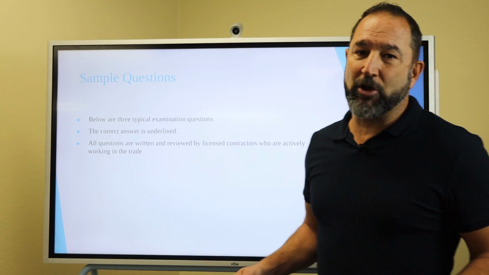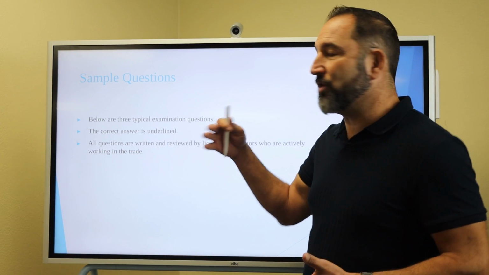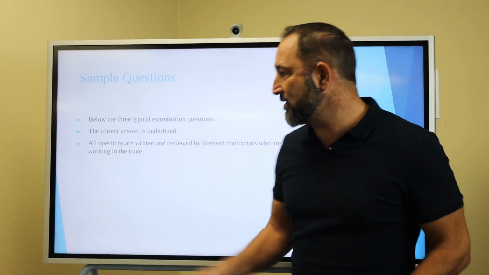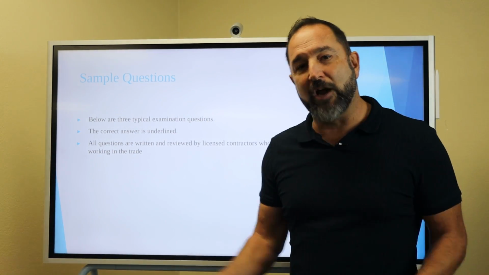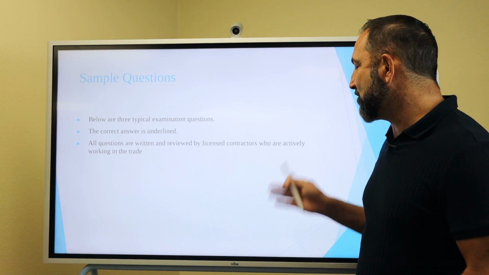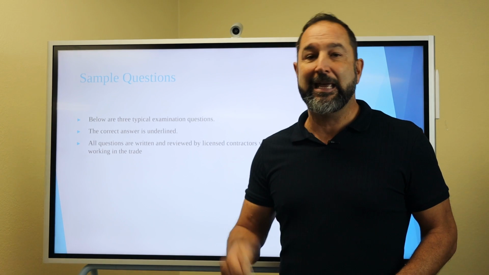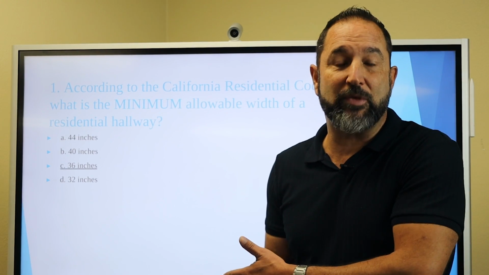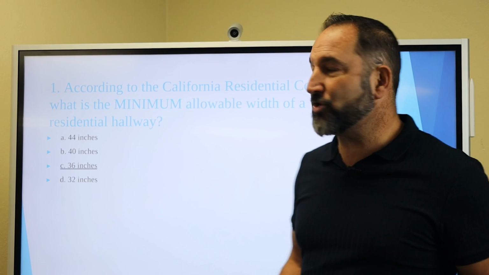Some sample questions I want to go over with you, so you can see what they look like. So you're going to see 3 typical examination questions. The correct answer is underlined. I'm just going to show you. All questions are written and reviewed by licensed contractors who are actively working in the trade. So look at this. This is what a question would look like. So you would need to know this actual question if you're doing the B trade exam.